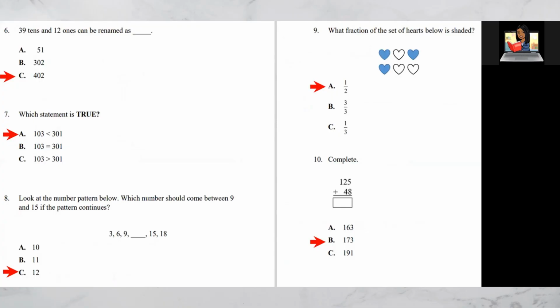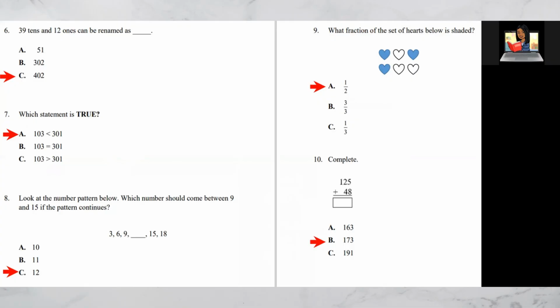39 tens and 12 ones can be renamed as what? Remember, if you multiply 39 by 10, you would have 390. So 390 plus 12, when you add that together, that's 402. So if the word renamed is confusing you, children, remember your place value, your ones and your tens and your hundreds and so on.